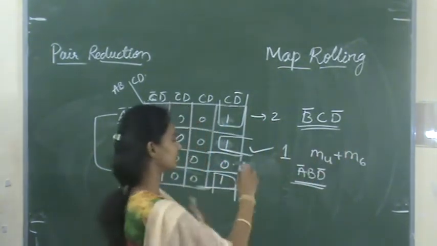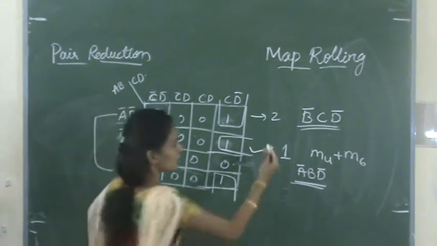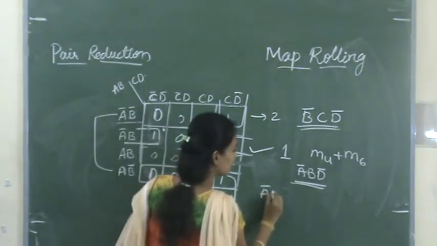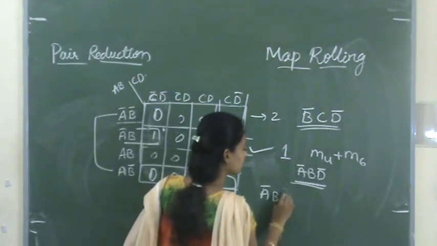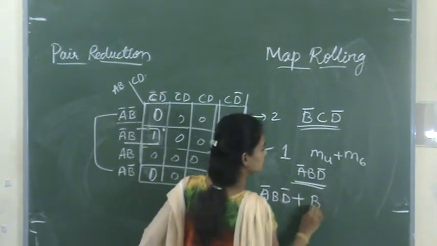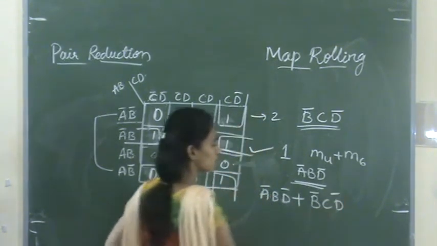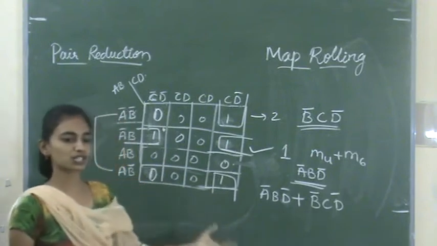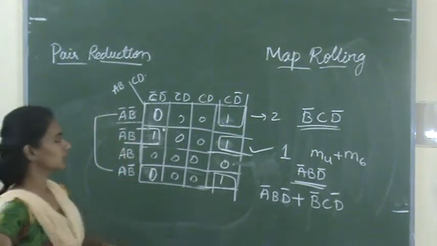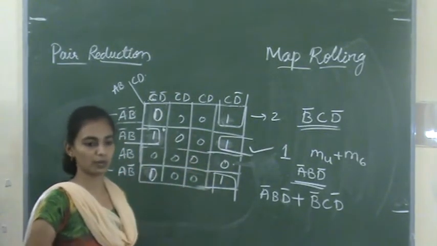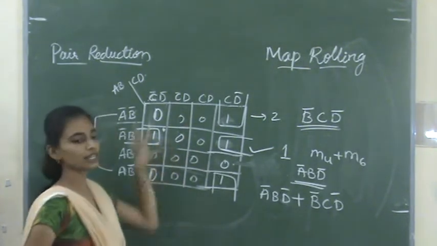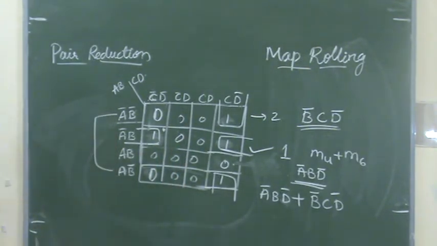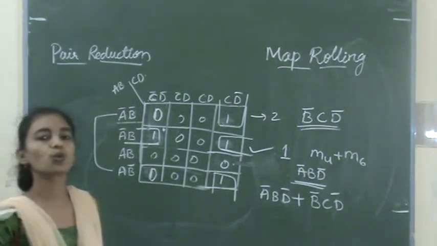After writing this, we have to write the expression. So now I am writing A bar, B, D bar plus B bar, C, D bar. This is the final expression we will get after map rolling. Like this we are doing. Next we have another method, that is overlapping.